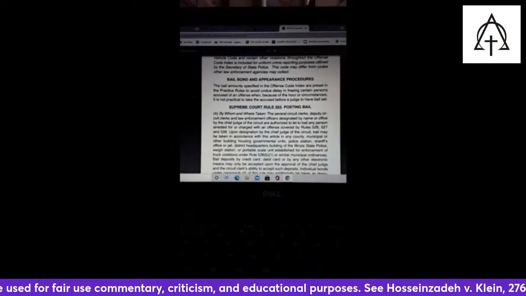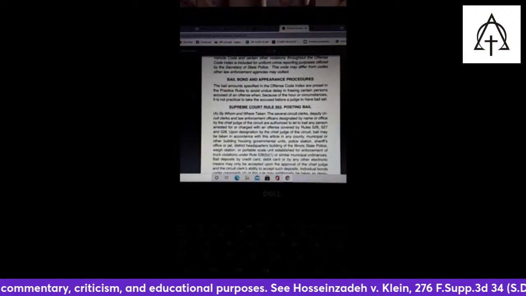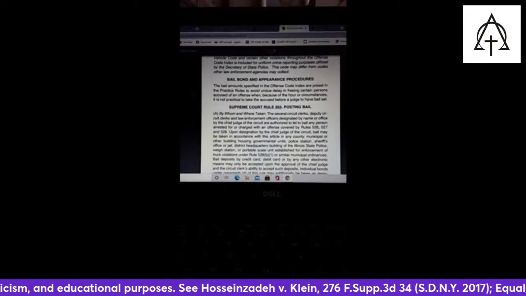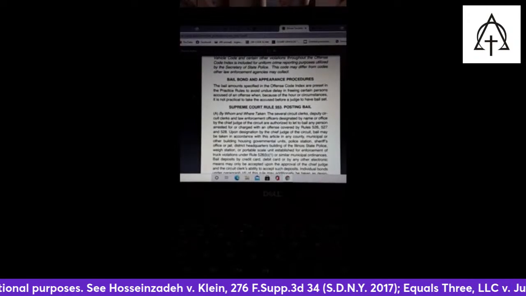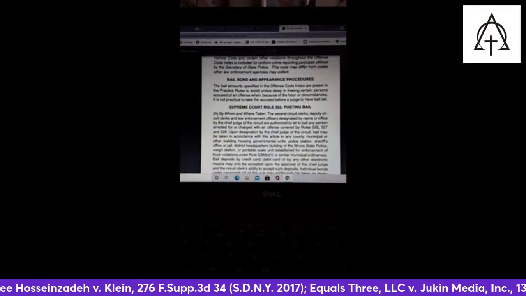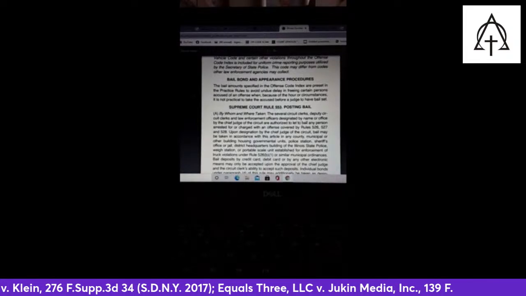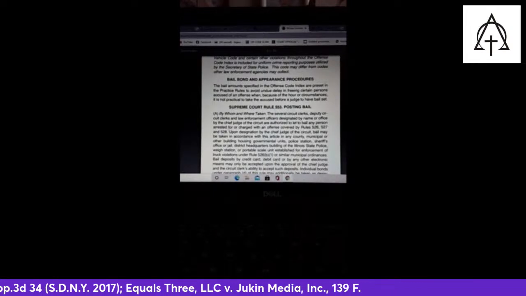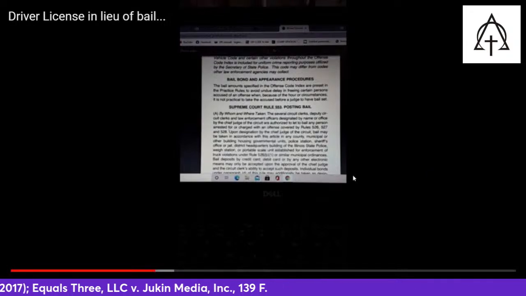By whom and where taken? The several circuit clerks, deputy circuit clerks, and law enforcement officers designated by name or office by the chief judge of the circuit are authorized to let to bail any person arrested for. Let to bail. Let means lease.